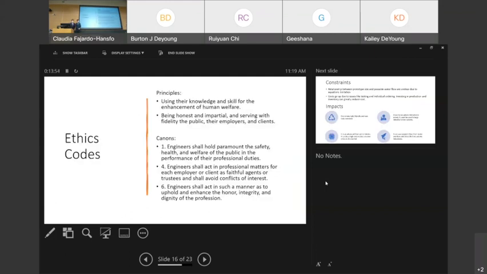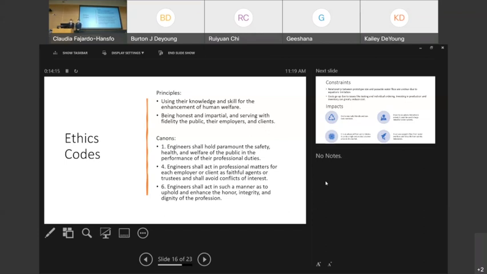Looking at the code of ethics, there are 2 principles and 3 canons involved in this project. Principle 1: using their knowledge and skills for the enhancement of human welfare, being honest and impartial, and serving with fidelity the public, their employers, and clients.